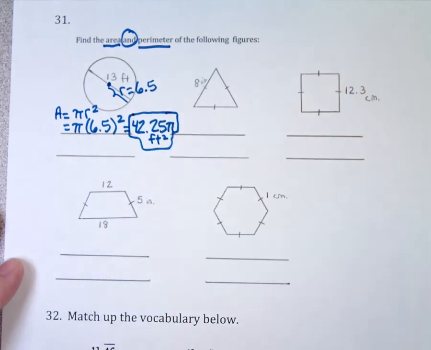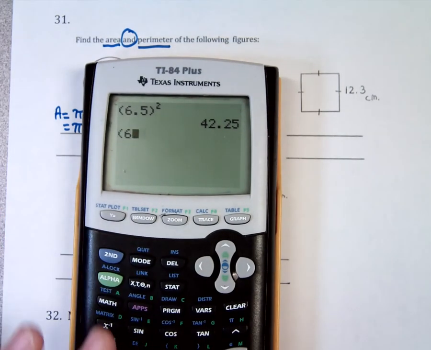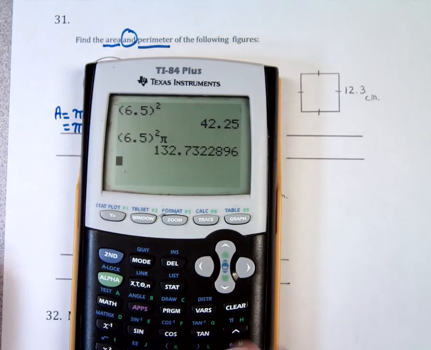Now, if you don't want your answer in terms of pi, then you can just put 6.5 squared times pi in your calculator, and then you can get the decimal approximation for the area.